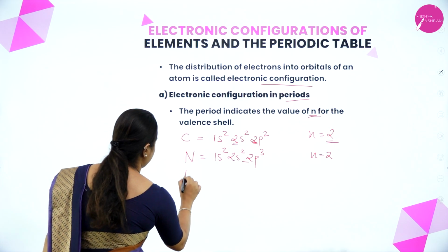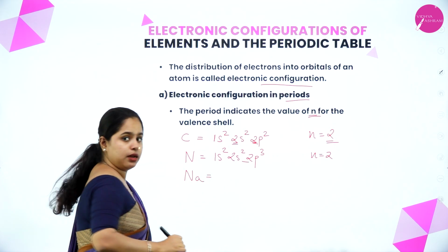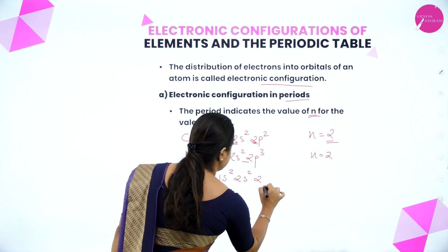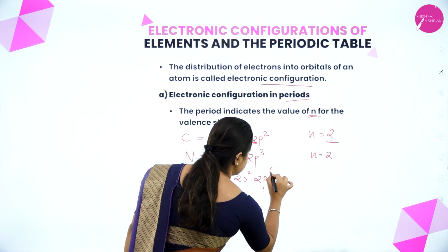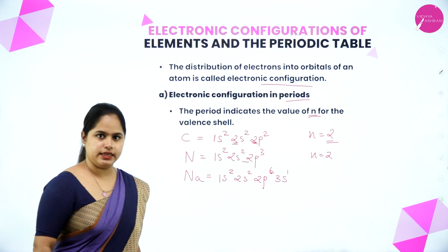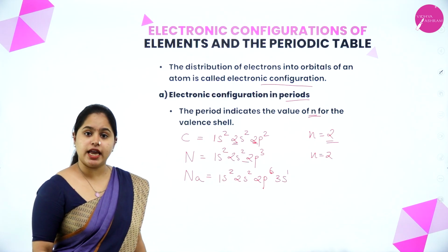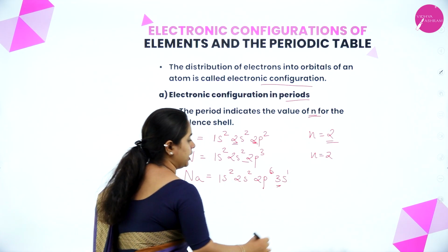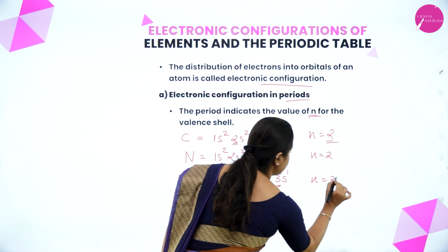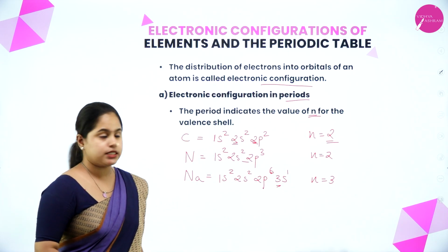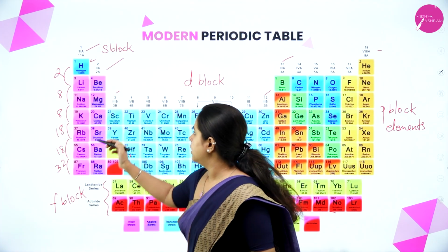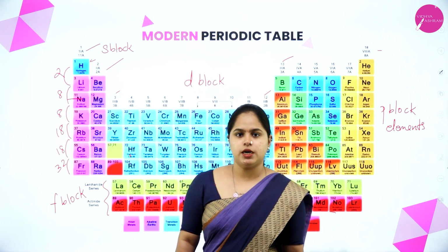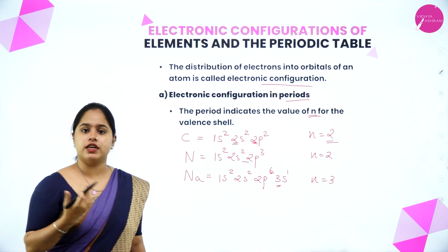Let's take one more example, sodium. Sodium's atomic number is 11, so it is 1s2, 2s2, 2p6 and 3s1. The n values are 1, 2 and 3, so the highest n value is 3. That means sodium will belong to the third period. Let us check it. As you can see here, this is the first period, second period and third period. Sodium belongs to the third period. So that is about the electronic configuration in periods.